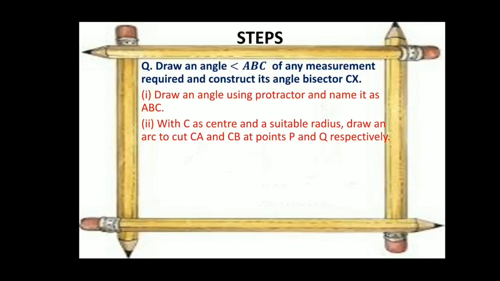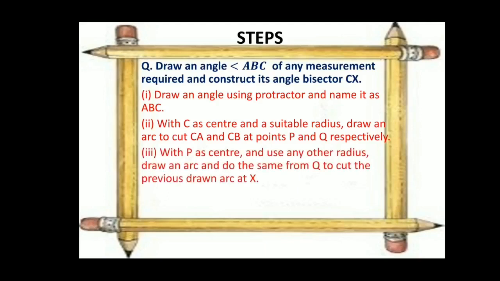Okay, then what you have to do? Yes, you have to place the compass on P and take any other radius and draw an arc, and do the same from Q to cut the previously drawn arc at X. That means at P you can take any radius and cut an arc, and from Q you also cut an arc, and the point which you got is named X.